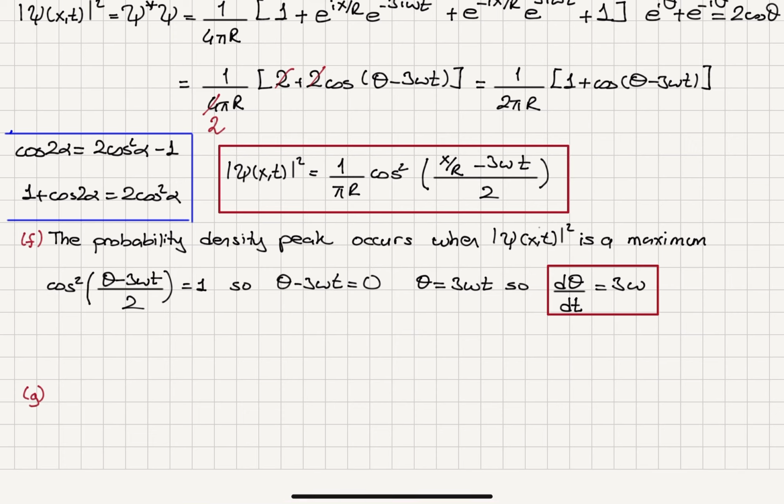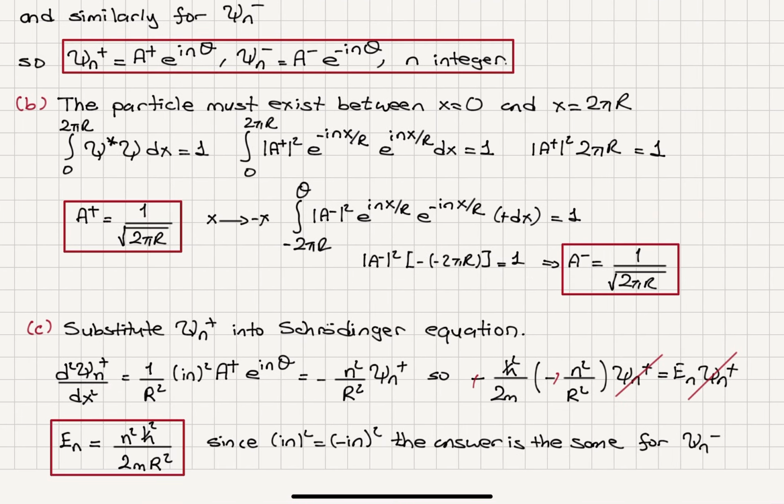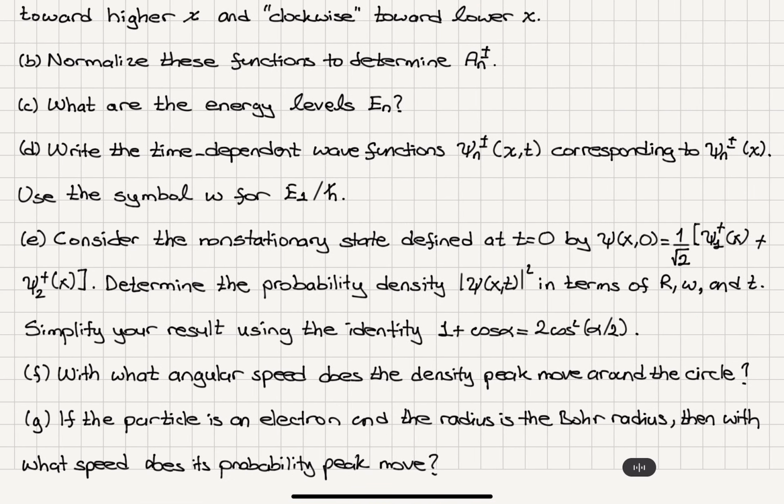Okay, so this is the angular speed of the density peak. Let's move on to part G. If the particle is an electron and the radius is the Bohr radius, then with what speed does its probability peak move?